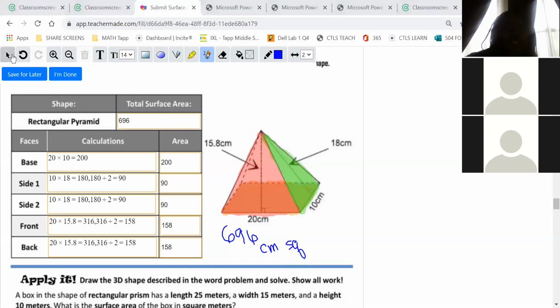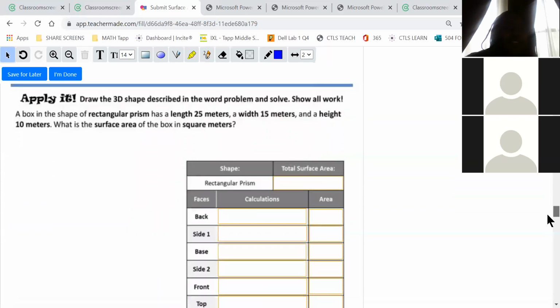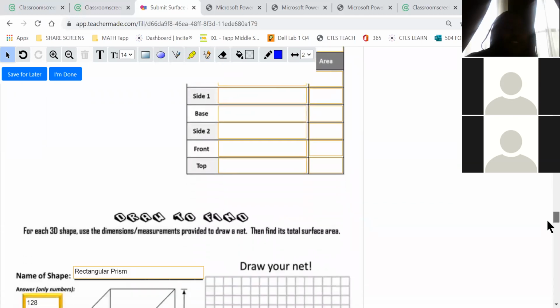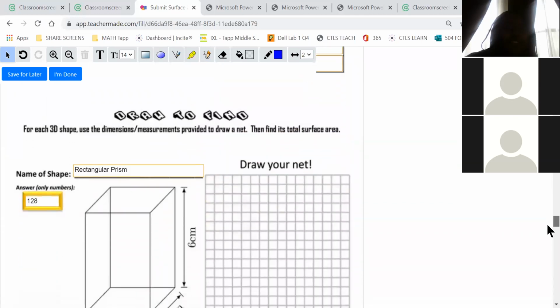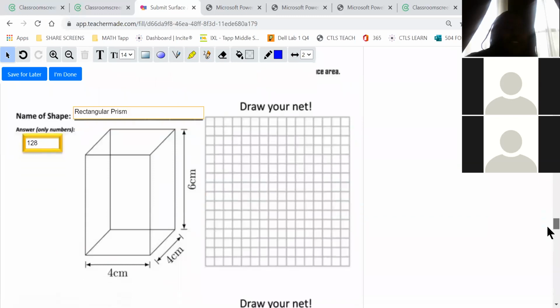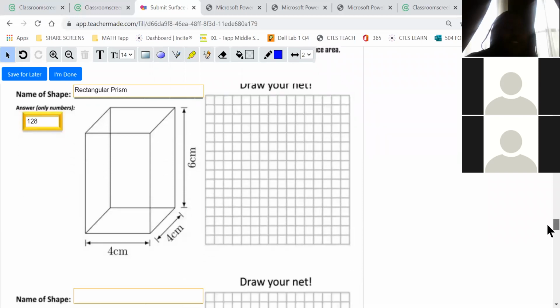Okay, so I am not going to go over the apply it. Let me clear that coloring. That is a great opportunity for you to put your thinking caps on. I'm going to move forward. We did the draw to find. We did these, the rectangular prism. So turn to the draw to find, or scroll if you're online, to the draw to find.